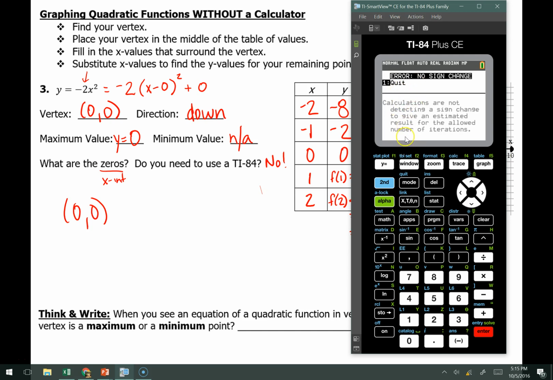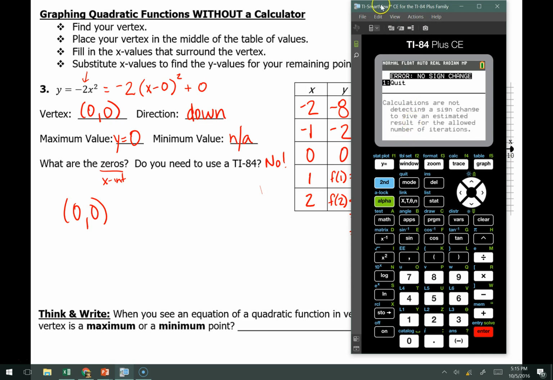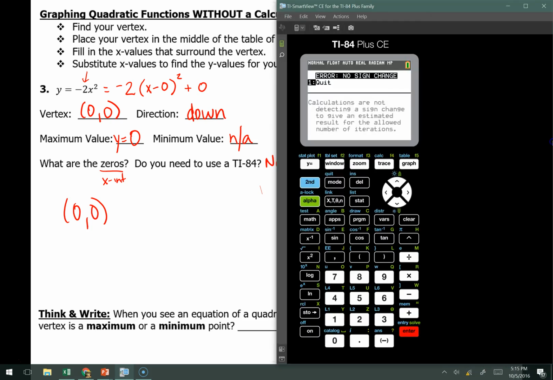0 is. Oh, I probably put that in too quickly. Let's try that one more time. Second trace. I'm going to choose zeros. My left bound is going to be over here. Hit enter a little more slowly. My right bound is going to be on the right-hand side of the x-intercept. So I'm going to hit enter. It's not thinking anymore, so that's good. I'm going to go back to where I think the 0 is and hit enter 1 last time. And it will tell me that it is at 0, 0.